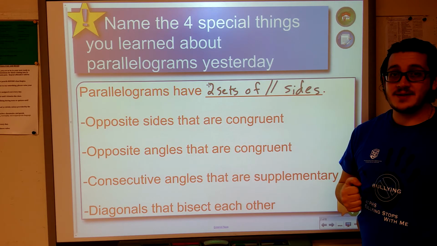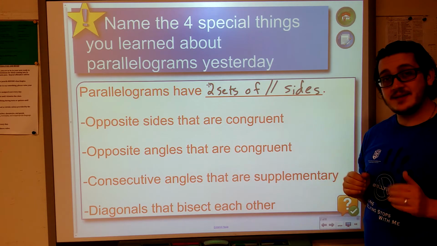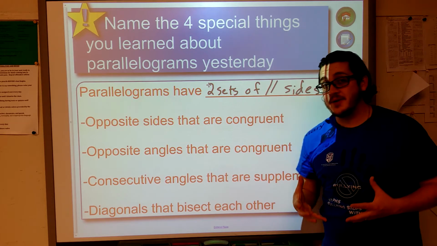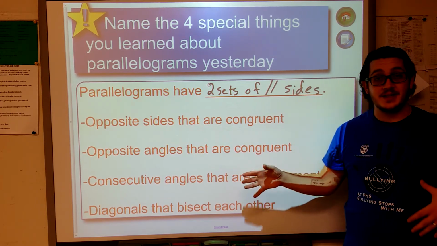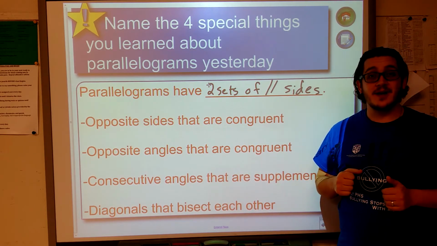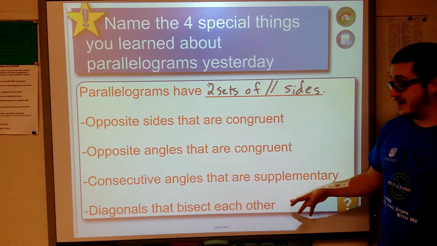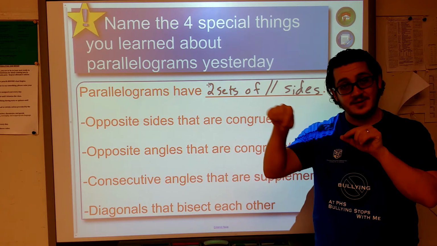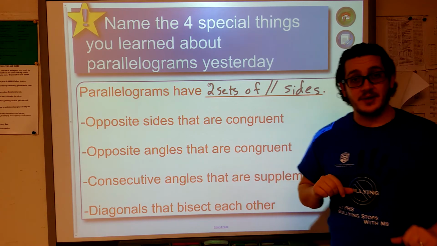You have 2 sets of parallel sides. The opposite sides are parallel, both sets. Opposite sides are also congruent. Opposite angles are congruent. The adjacent angles, or the consecutive angles, are supplementary, and the diagonals bisect each other, cut each other in half, cut each other into 2 congruent parts, right?